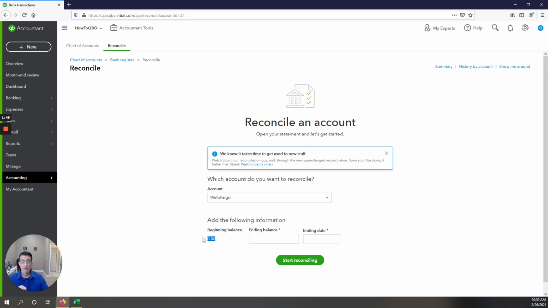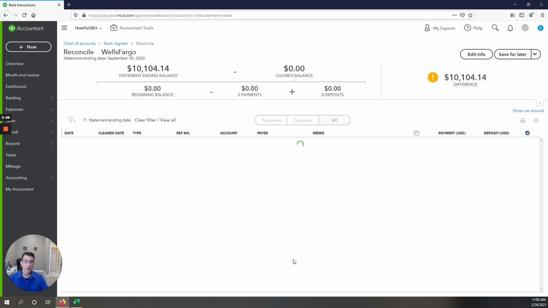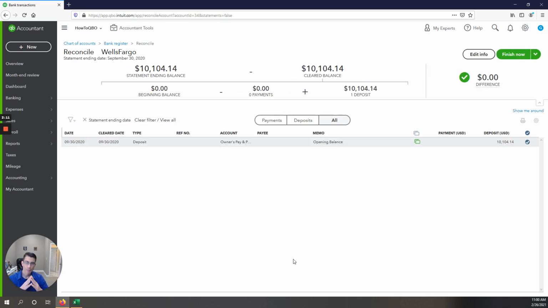So my beginning balance would be 0. So let's say my closing balance was, let me see, what was that? 10,104.14. Okay, that was my closing balance as of September 30, 2020. When QuickBooks makes a connection with your bank account, if there was an opening balance, it doesn't know what to do with it. So it just gives you a plug. Okay, and that plug is opening balance.